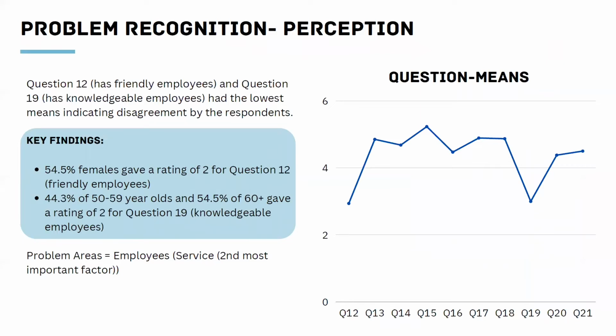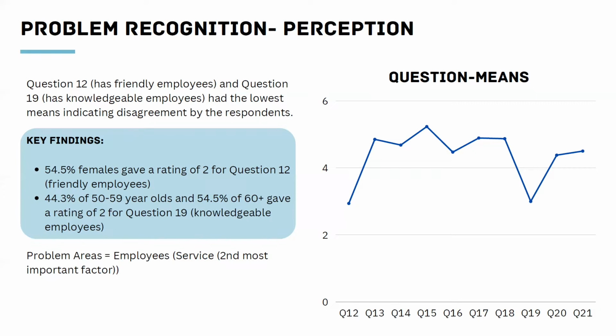So what was the problem that we observed over here? Question 12, which was about whether the restaurant had friendly employees, and question 19, which was about whether they had knowledgeable employees, had the lowest means, which indicated that the respondents were not really satisfied with the service. As we saw in the previous slide, service was the second most important factor considered by the customers of Santa Fe Grill. This is a big problem for the restaurant, and we can also see that in the graph on the right hand side.